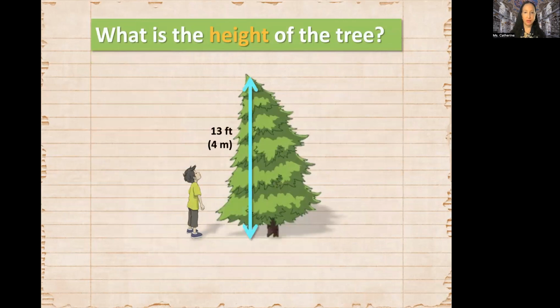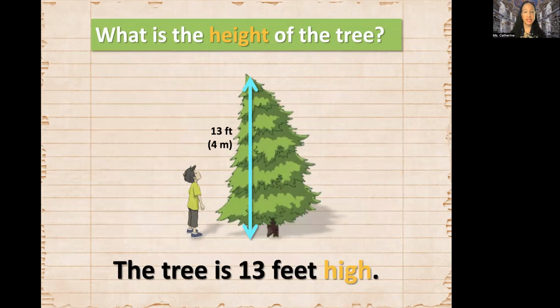What is the height of the tree? The height of the tree is 13 feet or approximately 4 meters. The tree is 13 feet high. You can also say this is a high tree, okay? So you see the differences of how we use the noun height and how we use the adjective high. High is describing the tree, the noun, and height is the noun, okay? Because we're talking about the tree. I know, a little confusing.